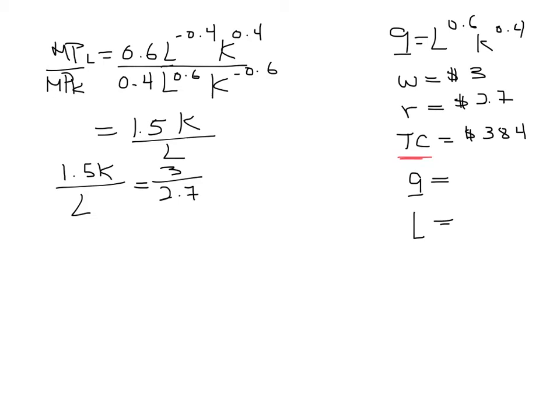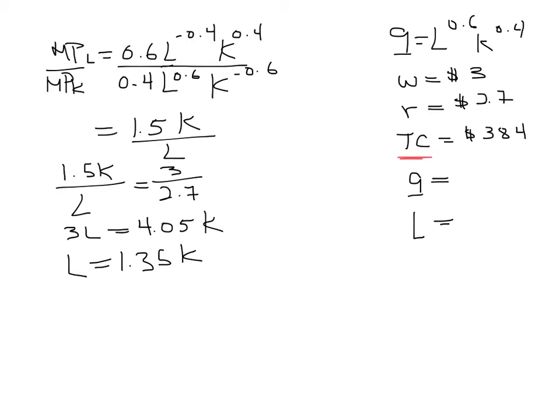So let's simplify this to labor. Cross multiply: 3L equals 1.5 times 2.7, and that is actually 4.05 K. I'm keeping 2 decimal places here. And then solve for L. L is going to be equal to 4.05 divided by 3, which is 1.35 K. So this is your minimization cost equation given this ratio of the prices.